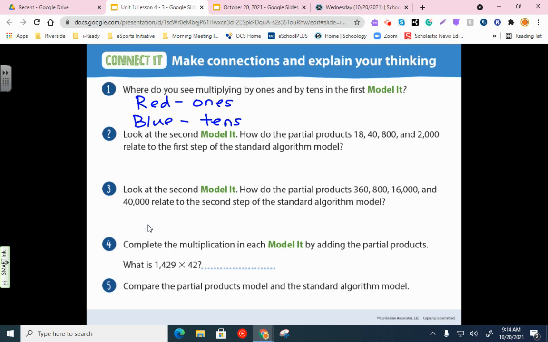Look at the second model. How do partial products 1840, 800, and 2000 relate to the first step of the standard algorithm model? That's pretty easy. If we added all these up, so there's sum. When you add up numbers, the answer is called a sum. Those are all the first partial products.